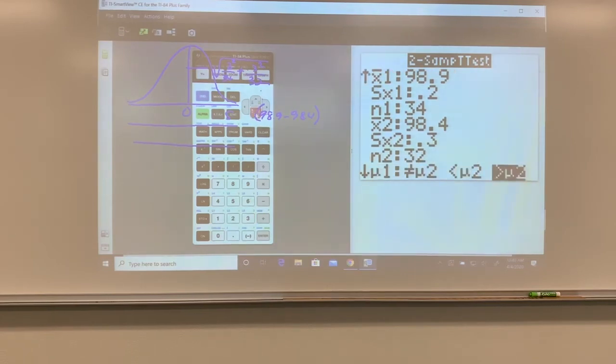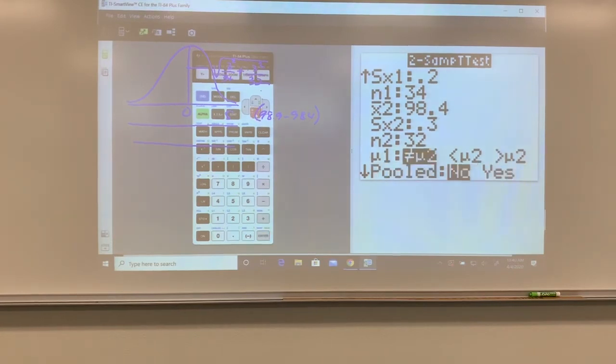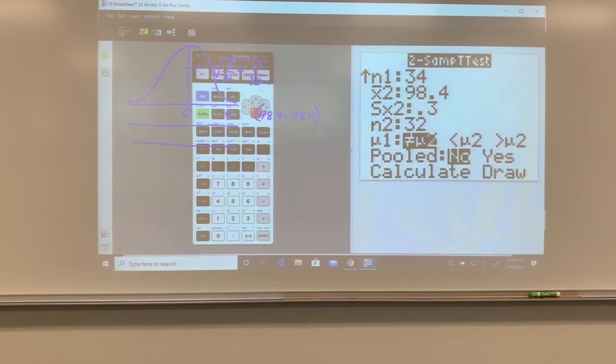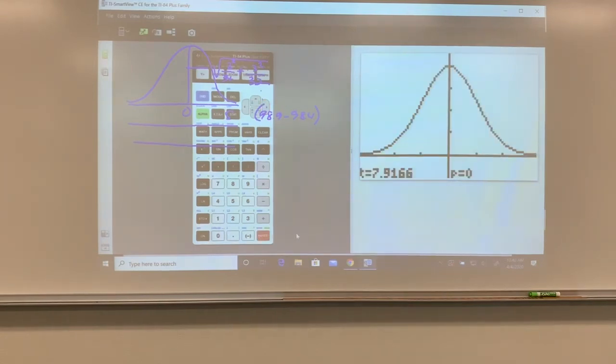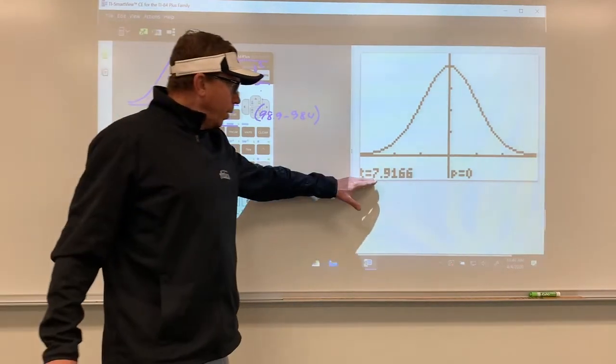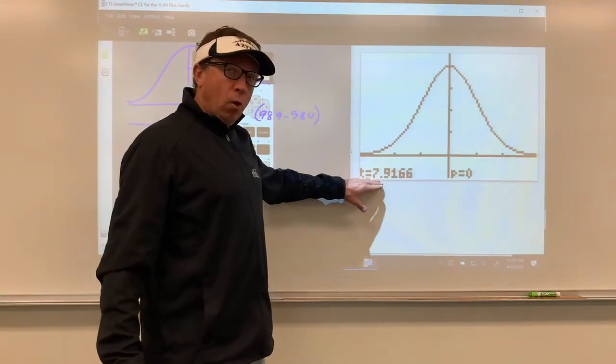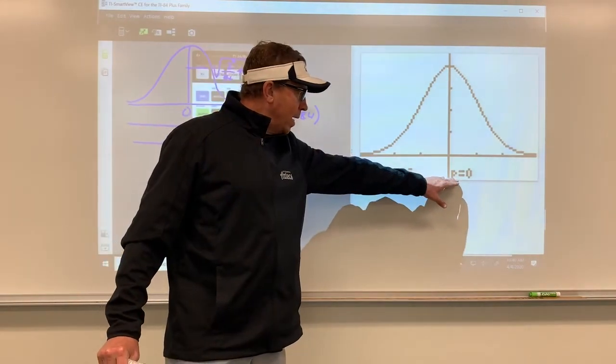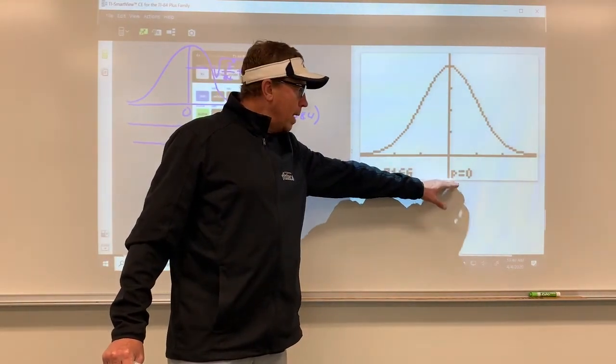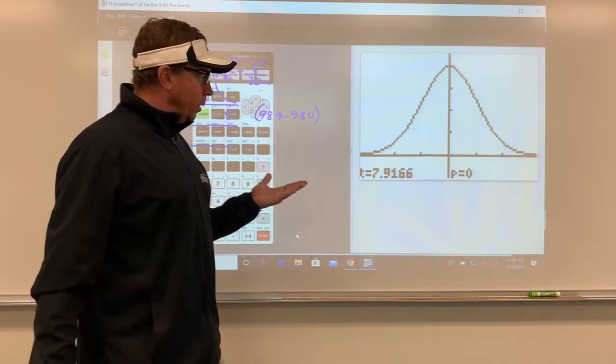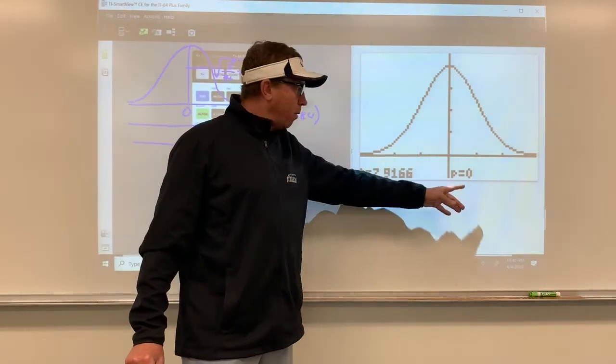All right, and it's going to ask me, I want a two-sided test, so it's not equal to. Then pooled? No. The standard deviations are close, but we're not going to pool them until they're identical. And then I go ahead and hit draw on this. And it gives me the t-score of 7.92. The p-value is 0. What it did is it didn't do all the e to the whatever, it's just 0.